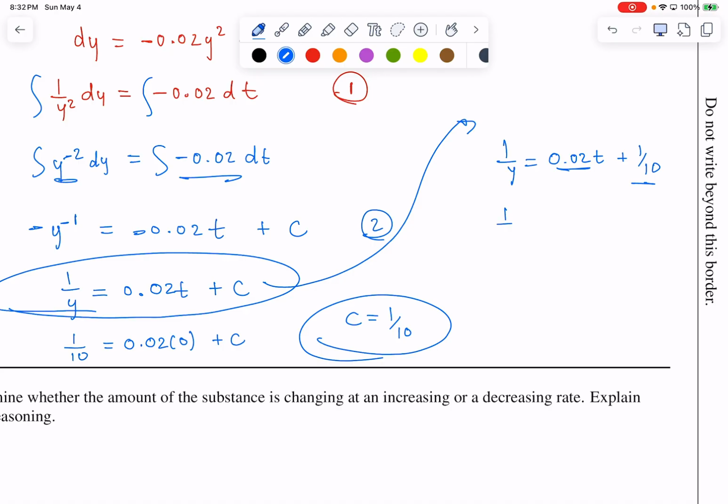Okay, fine. 1 over y is equal to 0.02t plus... What is 1/10 as a decimal? 0.1. Now it's pretty easy to flip both sides, would you agree? So y equals 1 over 0.02t plus 0.1. They're probably going to give you a point for that.